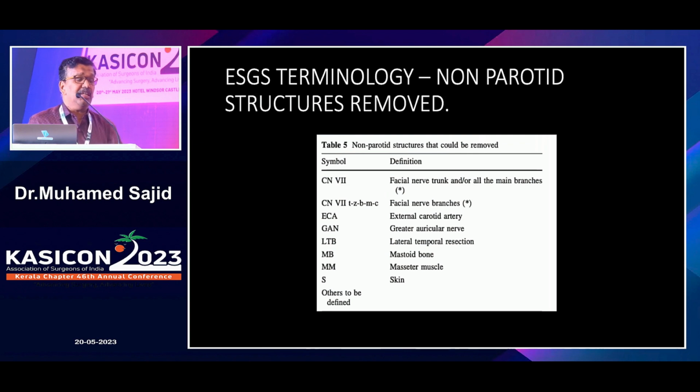In addition, the ESGS terminology also adds non-parotid structures that are removed. So in the description of surgical notes, this also will be added. Suppose a branch of the facial nerve, say for example, a temporal branch of the facial nerve is divided, then you add cranial nerve 7 bracket temporal branch, that means T. So that also is added. Similarly, all the other structures that are removed together with the parotid gland, which are the non-parotid structures, are also part of this description.